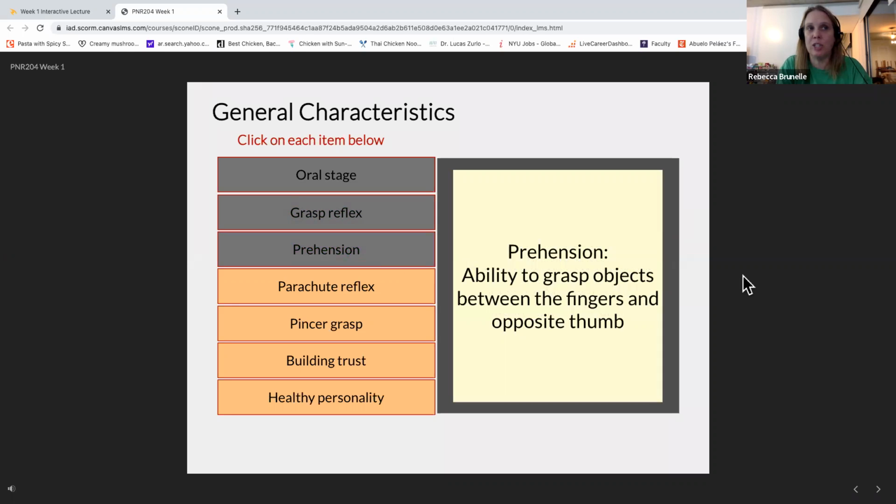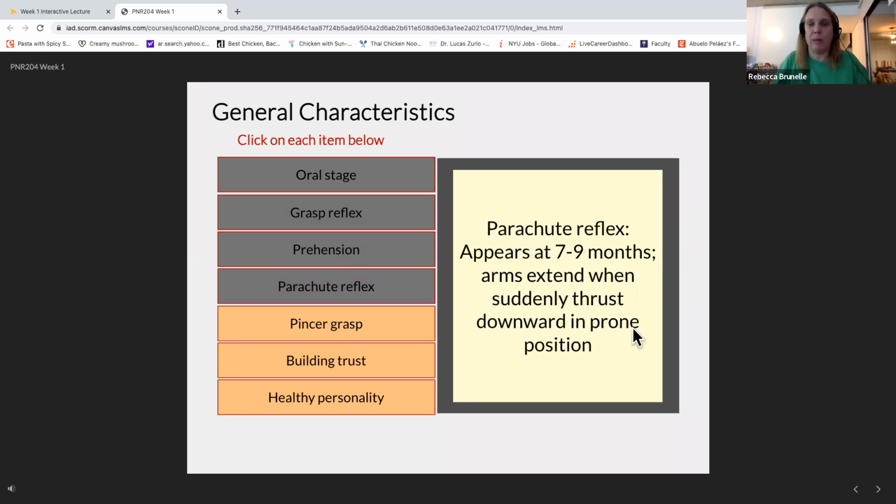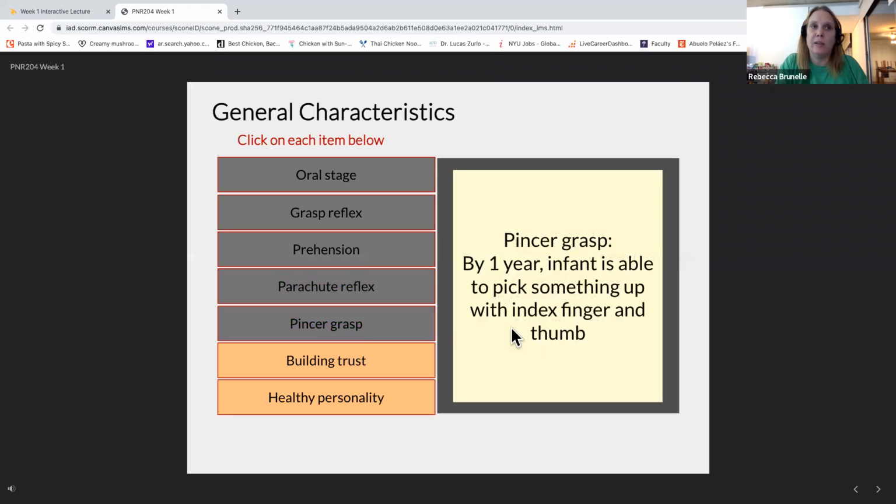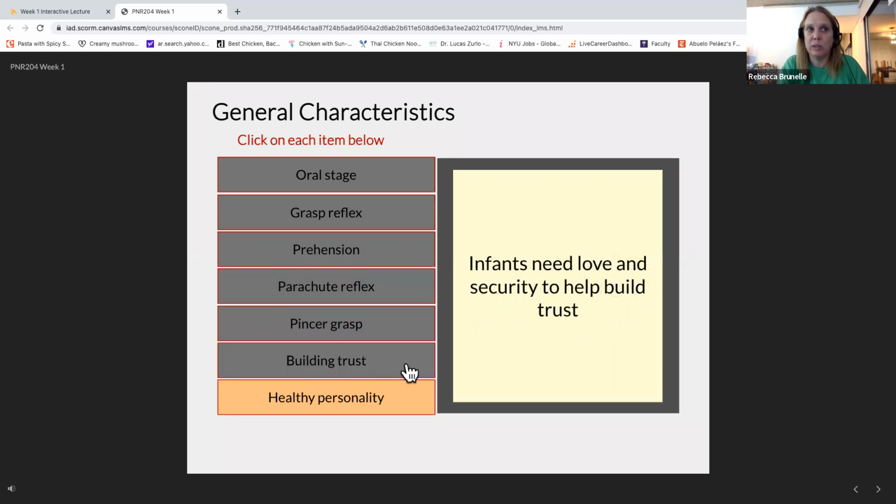So prehension just refers to the ability to grasp objects between fingers and thumbs. And the parachute reflex, you'll see this when you put a baby face down, their arms will automatically go out to protect themselves. And then the pincer grasp is being able to pick something up with the index finger and a thumb, and you would expect this by the time a child's a year.